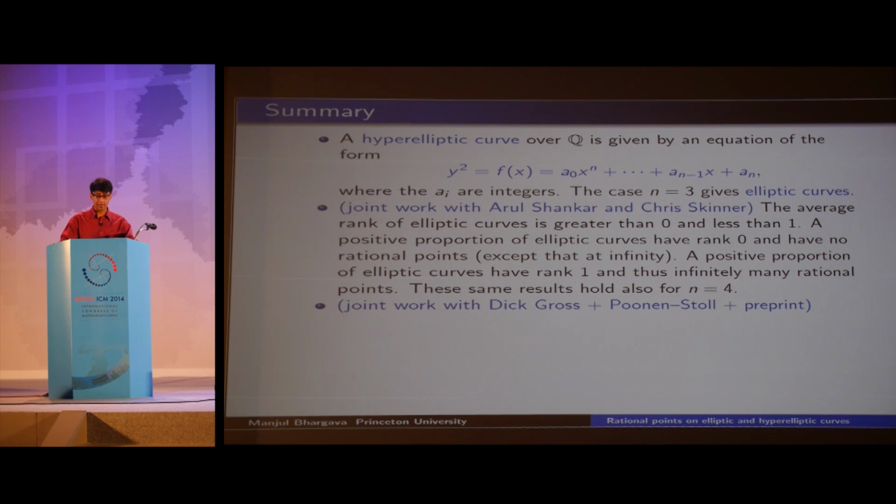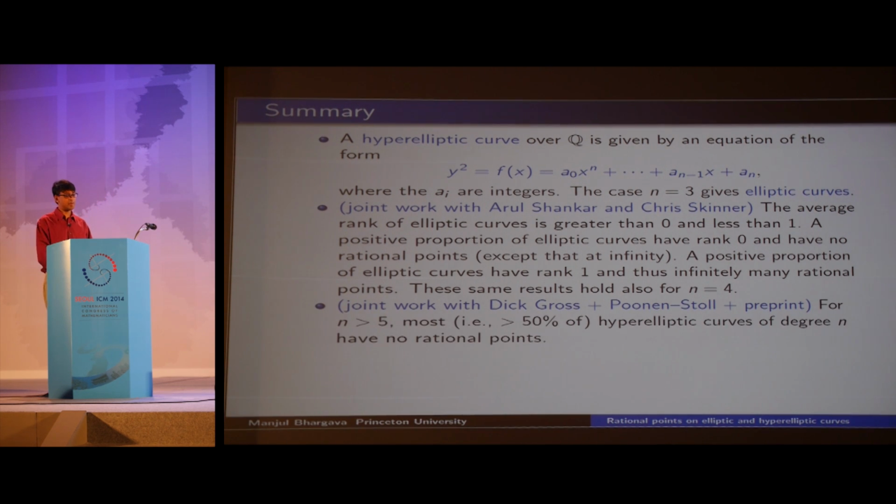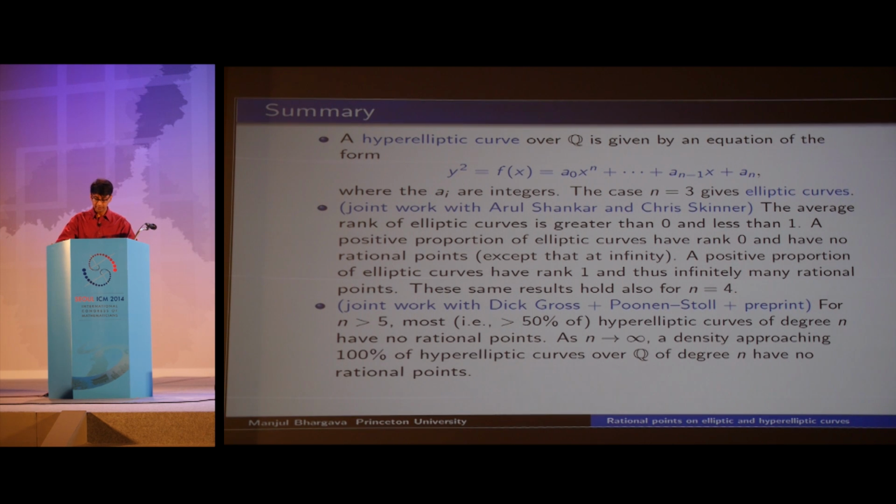And then joint work with Dick Gross and Poonen and Stoll, and this recent preprint together, say that for n bigger than 5, most, that is more than 50% of hyperelliptic curves of degree n have no rational points. And moreover, as n goes to infinity, a density approaching 100% of hyperelliptic curves over Q of degree n have no rational points. And this goes to 100% exponentially fast.